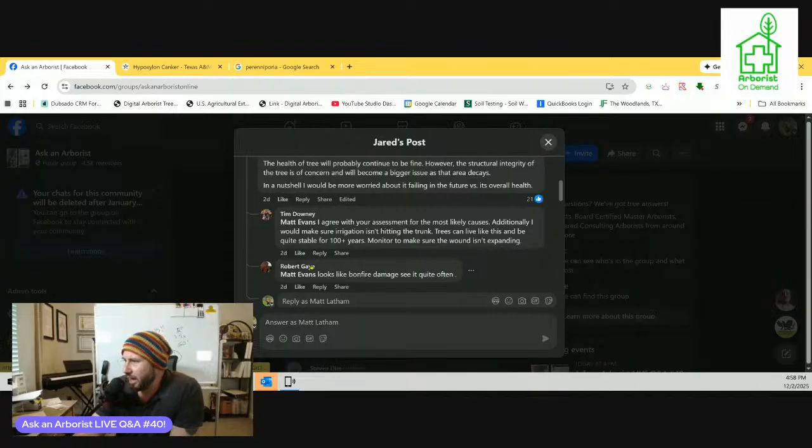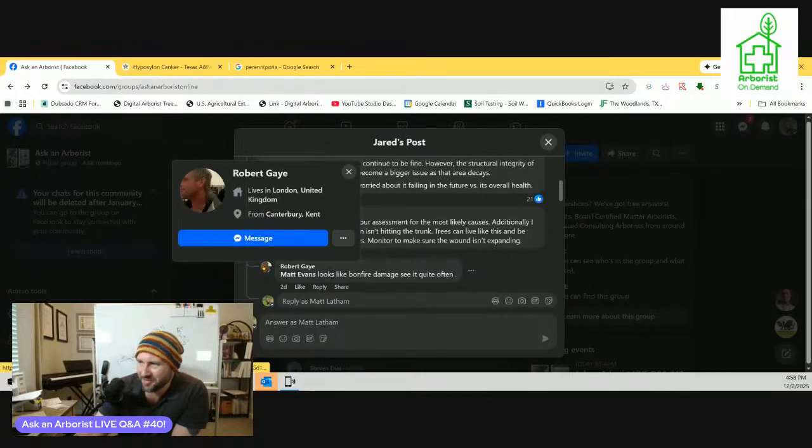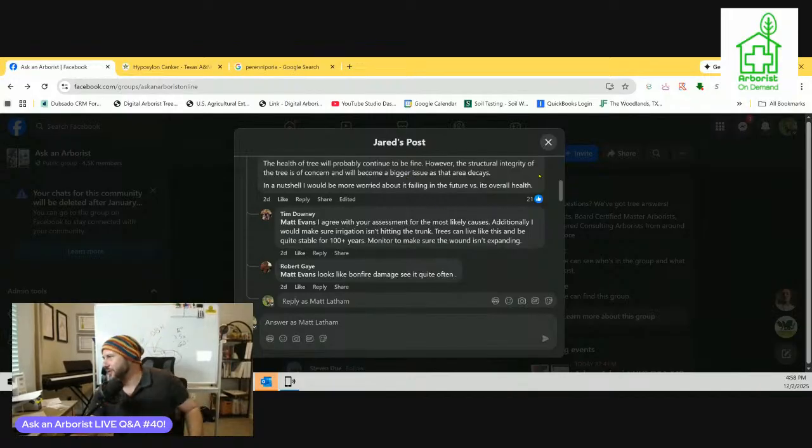Robert Gay, I don't know what you're talking about. Bonfire damage, see it quite often. That seems like conjecture and speculation. But you live in UK, so you're probably wiser than us stupid Americans. But fun American joke there.